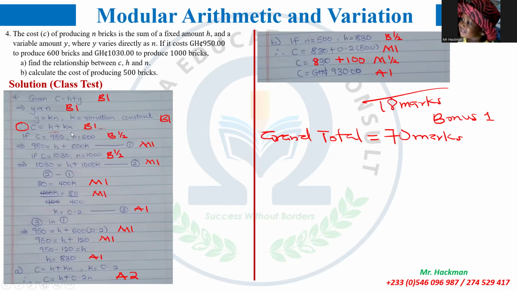Obviously, once you see this, you should know that we are dealing with simultaneous equations. So we need to generate two equations before we can solve for the two unknowns, h and k. The first equation will come from the first statement that we have there. When C is this, your n is what you have here, so you substitute. When C is this, your n is this, you substitute. That will give you your first and second equations respectively.